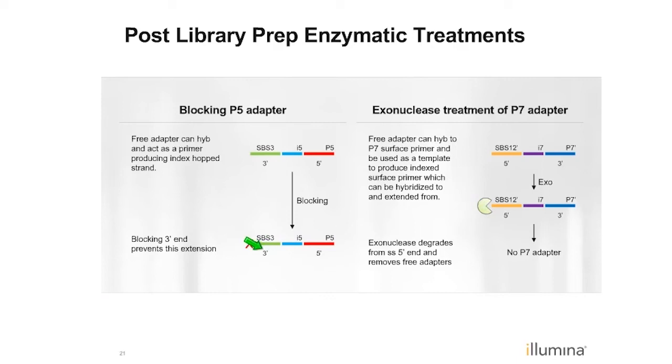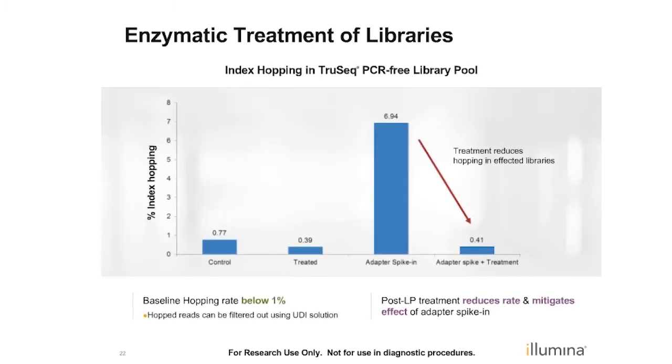So a combination of both exonuclease treatment and a blocking chemistry we find works really well in controlling this hopping, keeping levels low even in cases where you don't necessarily have the opportunity to use unique dual indexes. So for instance, let me show you an experiment where we started with a PCR-free library and generally got 0.8% as the control. If you treat with one of these enzymatic protocols, you can knock it down even lower.